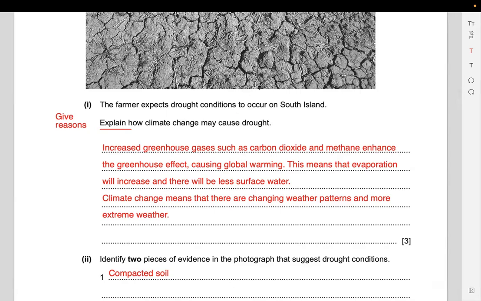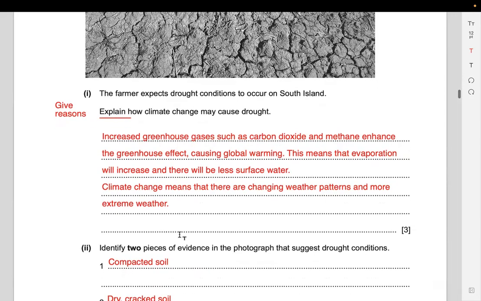Well, how does that cause drought? That means there's more evaporation, so therefore less surface water, because if it's a hot, sunny day, everything evaporates quicker. So I'm thinking I've got my 3 marks there, but just in case, I'm going to add a bit just to be sure, because you never know what's on the mark scheme exactly. So climate change means there are changing weather patterns and more extreme weather, so it leads to more droughts.